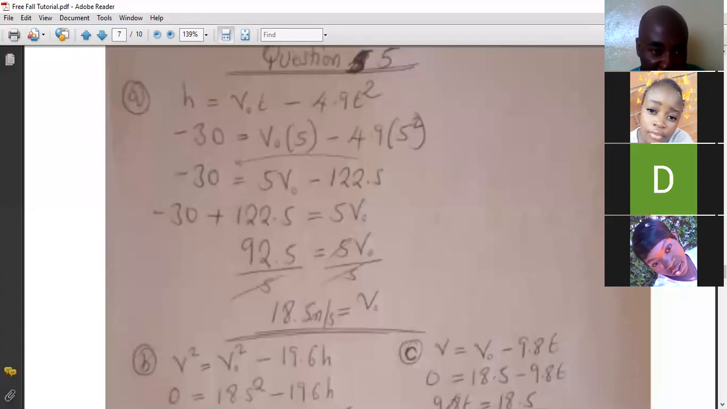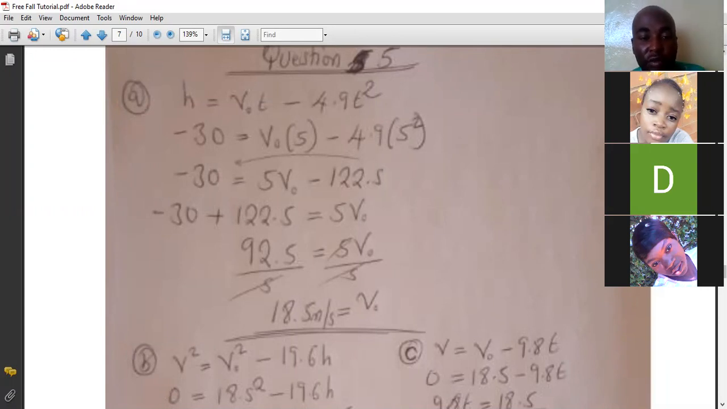time in it, which is this one, h equals v naught t minus 4.9 t squared. Where there's h, which is displacement in the vertical, you put negative 30. So negative 30 is equal to v naught times 5 minus 4.9 times 5 squared. When you work this out, minus 30 is equal to 5 v naught minus 122.5. So all we're doing now is changing the subject of the formula so that we can make v naught the subject.